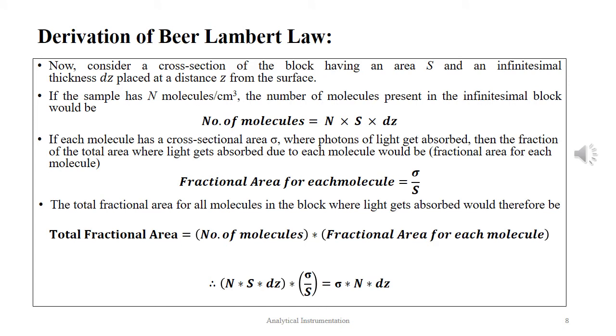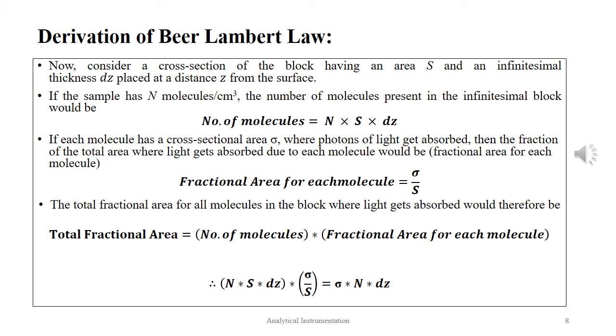Now consider a cross-section of the block having an area S and an infinitesimal thickness dz placed at a distance z from the surface. If the sample has n molecules per cubic centimeter, the number of molecules present in the infinitesimal block would be nS dz.